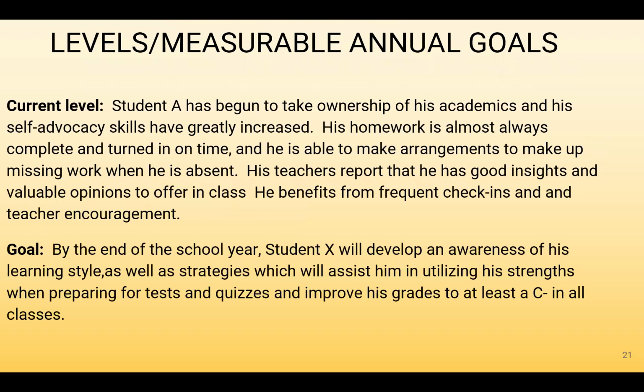There are, again, a couple of parts to this. There's the current level, as Helen said, and then there's the goal itself. The goal should be able to be completed within one full year, the length of the IEP. The goal should say what the student is expected to do. It should be measurable as well, so there should be a way of assessing how the student is doing as he works throughout the whole year on this goal.